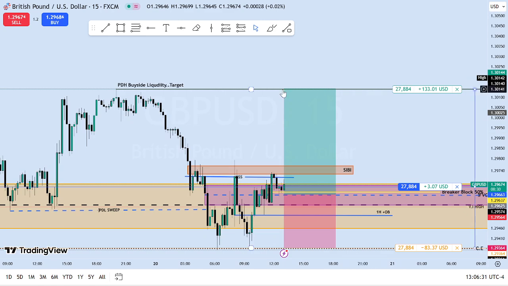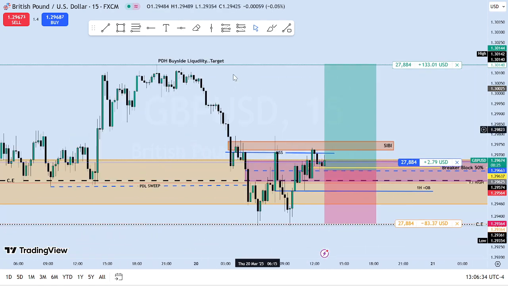Then utilize this CB as an inversion fair value gap. The price will seek the previous day high. Since the previous day low, being Wednesday low, has been swept, the algo will engineer price to deliver at the previous day high, which is the buy side liquidity resting above here.